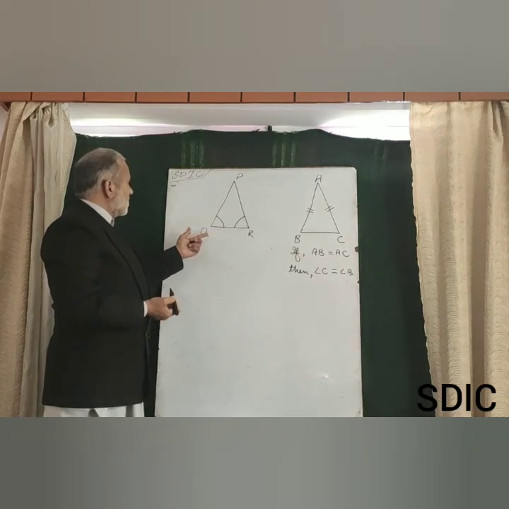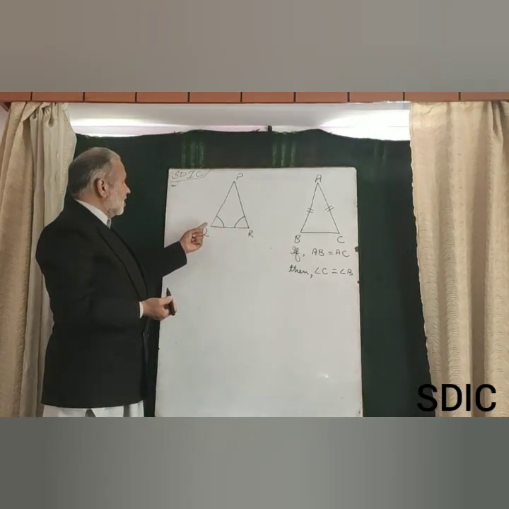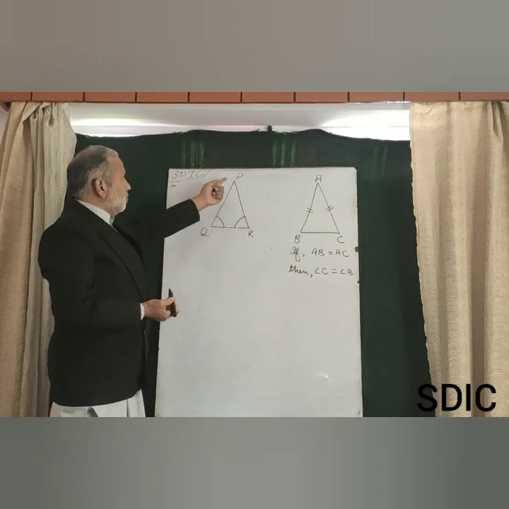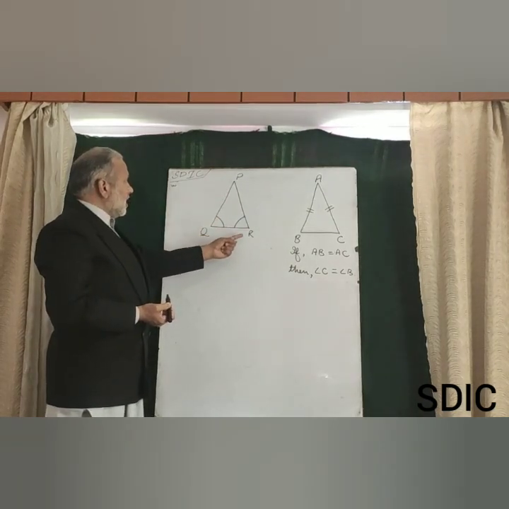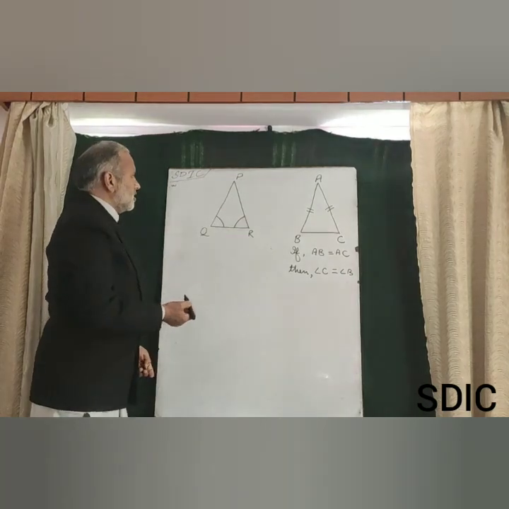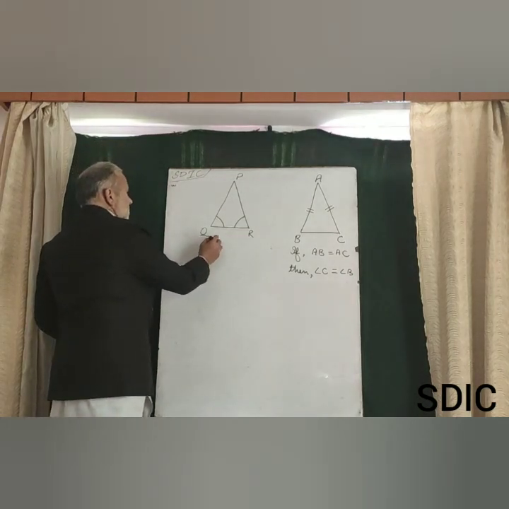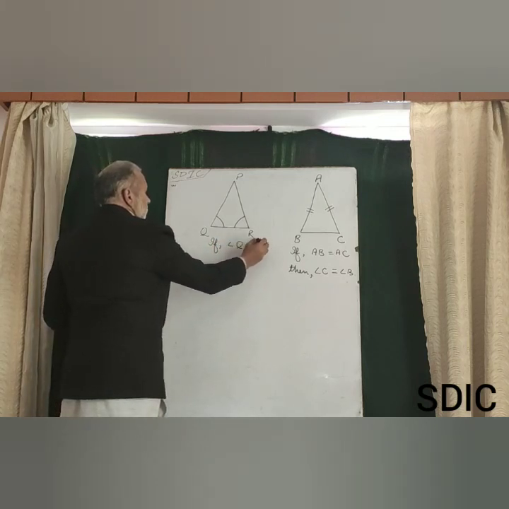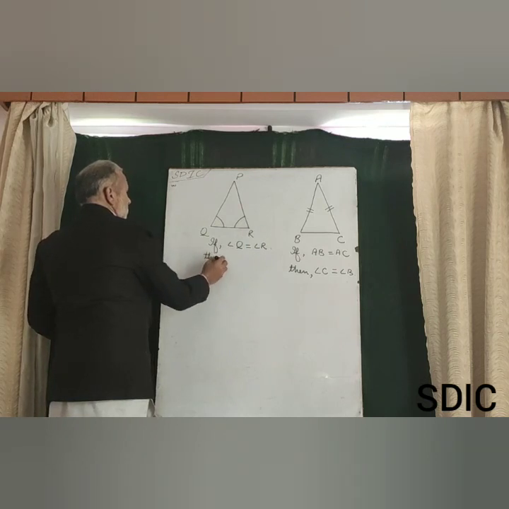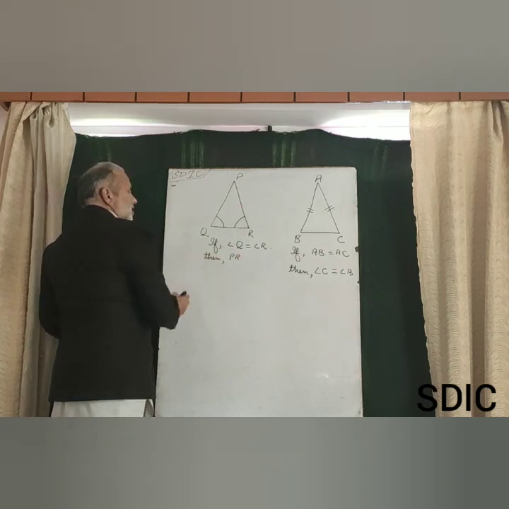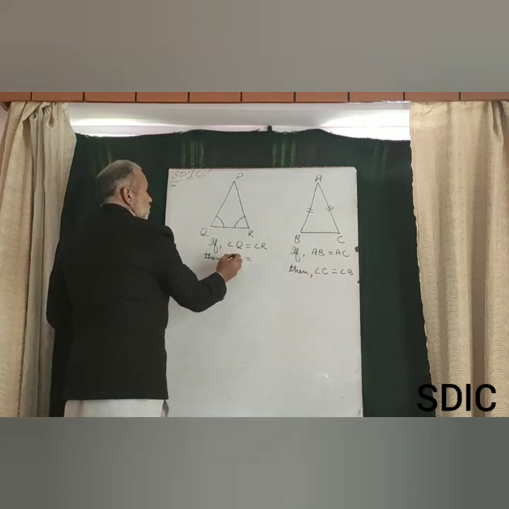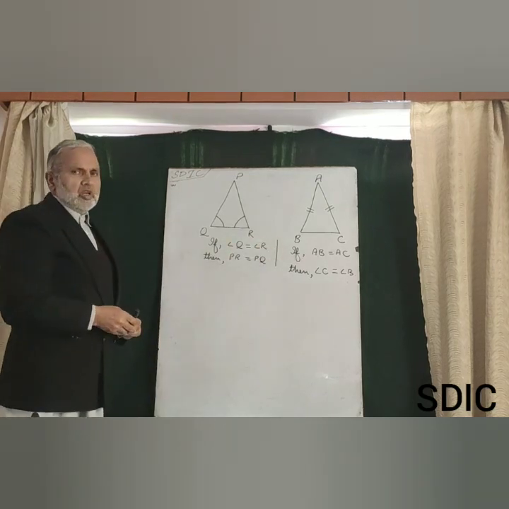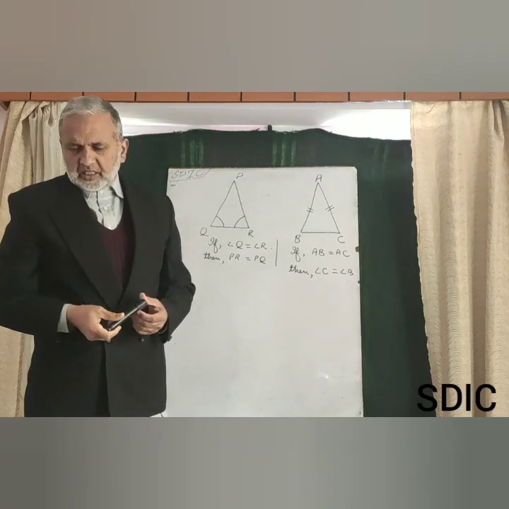Let us find from the figure the sides opposite to these angles, angle Q and angle R. The side opposite to angle Q is PR. And the side opposite to angle R is PQ. Thus, the result can be written as, if angle Q is equal to angle R, then PR, the side opposite to angle Q, is equal to PQ, the side opposite to angle R. Well, these were the theorems we have proved last time.